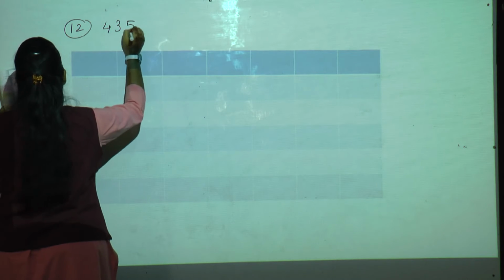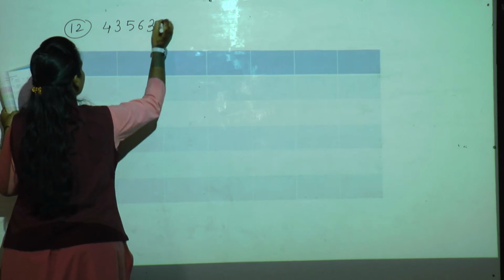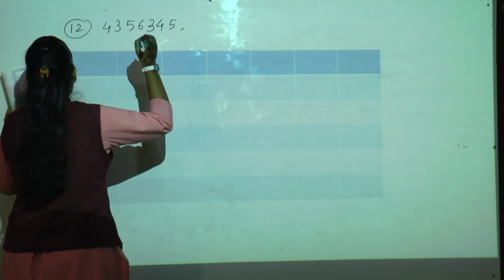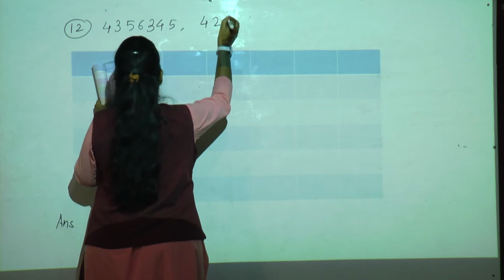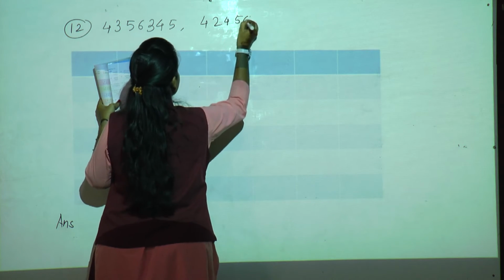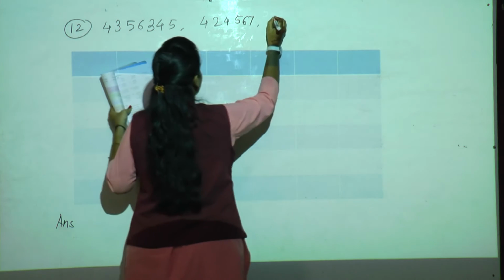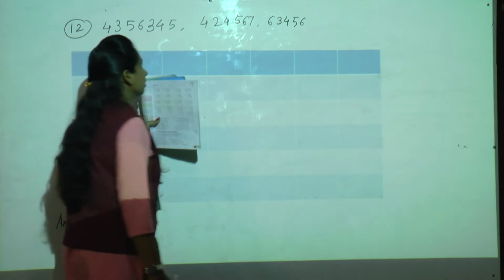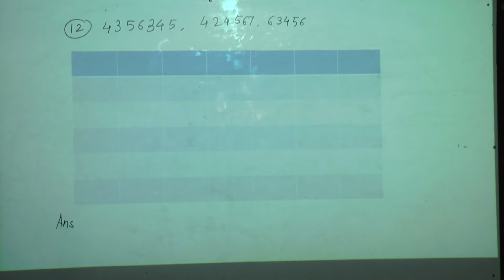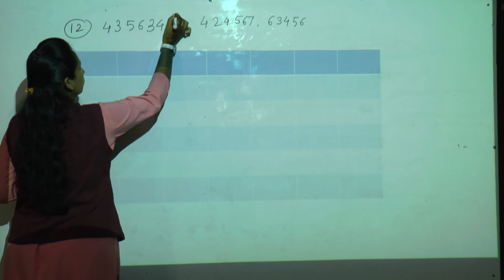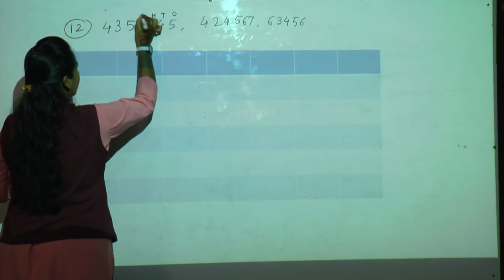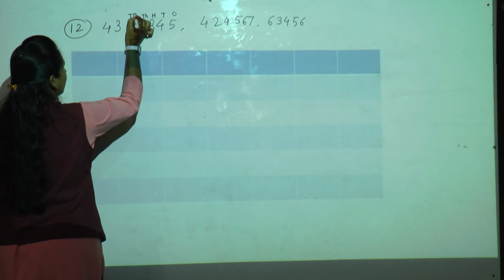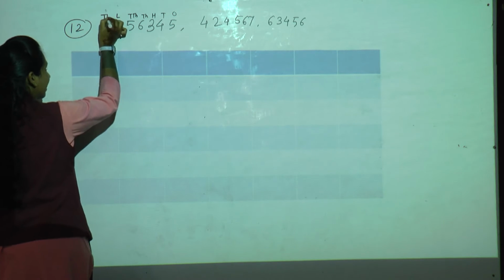4,3,5,6,3,4,5. The next is 4,2,4,5,6,7. And the last is 6,3,4,5,6. Okay. Now see, give the place value to the numbers: ones, tens, hundreds, thousands, ten thousands, lakh, ten lakh.